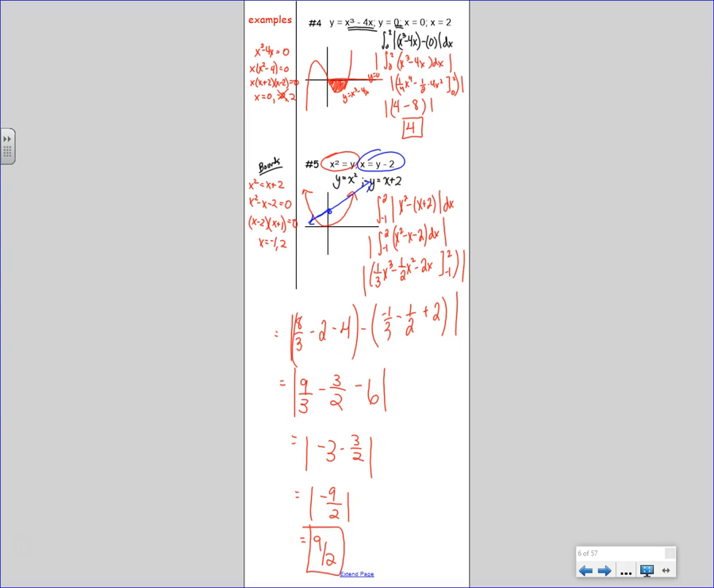So technically, if we wanted it to be all nice and pretty and not need to use our absolute value, we would have had to get a picture first. Top is the blue, bottom is the red, and we would have had to write it in that order. But did the absolute value save us? And the answer is yes. Yep, it did.